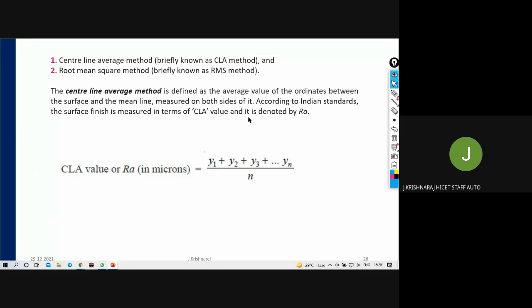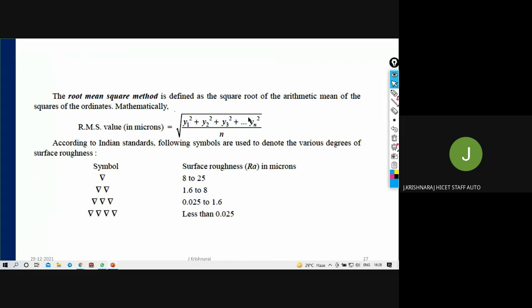If you need a more accurate value, you go for the RMS, root mean square value. You take the square root of y1 square, y2 square, y3 square, up to yn square, divided by n. When compared to CLA, RMS will give a more accurate value in terms of microns. Now the symbols that are mentioned over this.